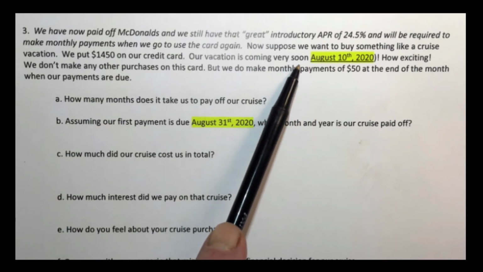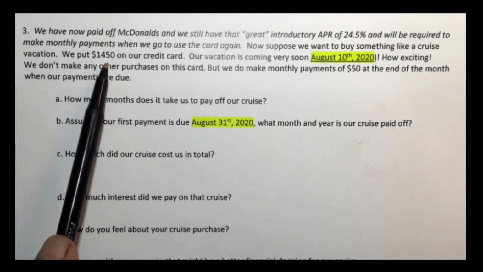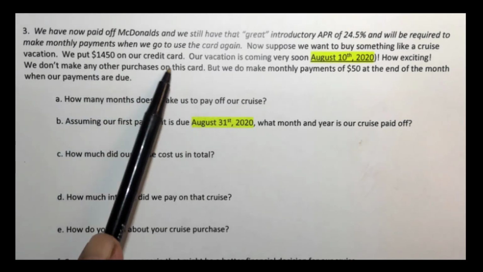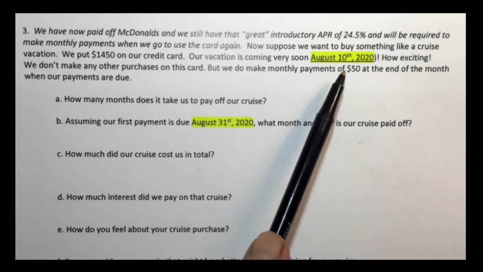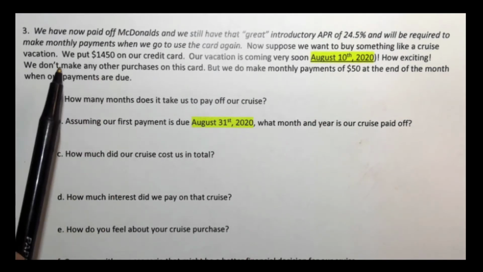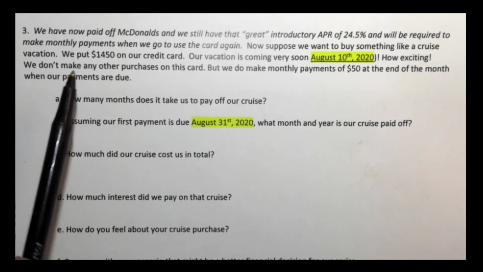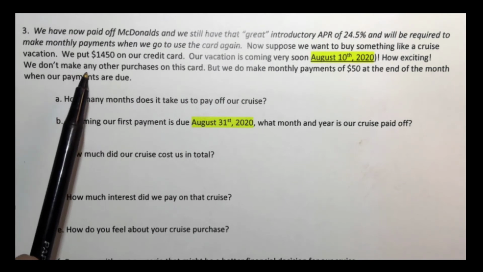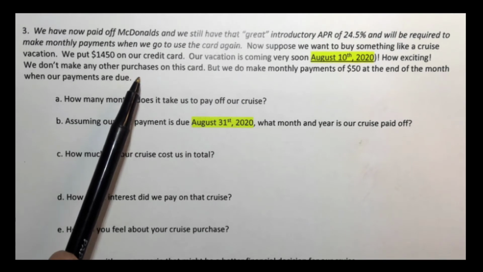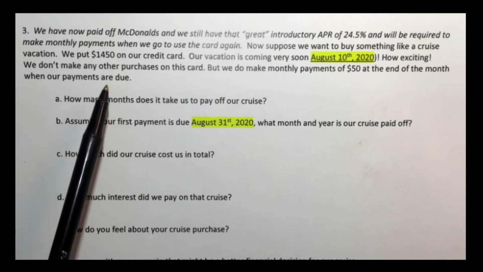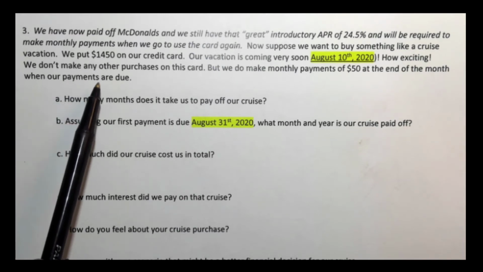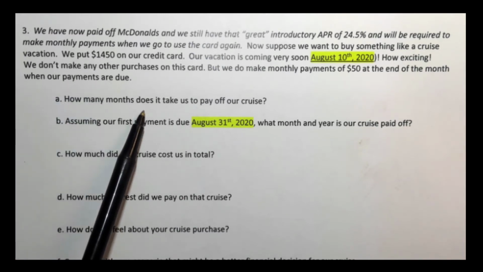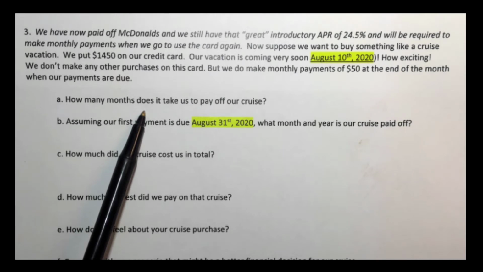You got to make monthly payments. Now you want to buy something like a cruise vacation, $1,450. Put it on your credit card. Vacation's coming up real soon. How exciting it is. Although I wouldn't go on a cruise now, but in normal times. We don't make any other purchases on this card. But we do make monthly payments of $50 at the end of the month when the payments are due. Each month, $50. How many months does it take to pay off our cruise?